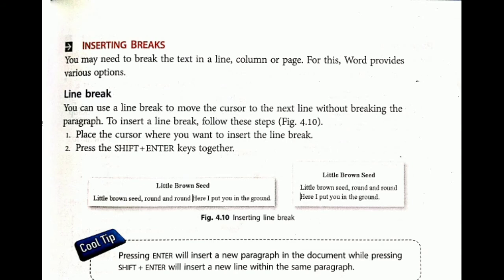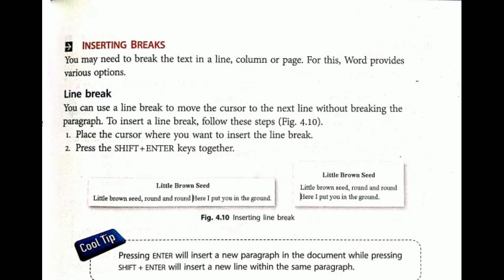Look at figure 4.10. An example is being shown of how to insert a line break. Look at the first figure. The paragraph given is, little brown seed, round and round, here I put you in the ground. I want the text, here I put you in the ground, to be displayed in the next line. For that, first you have to place the cursor where you want to insert the line break. So I am placing the cursor after the word round.